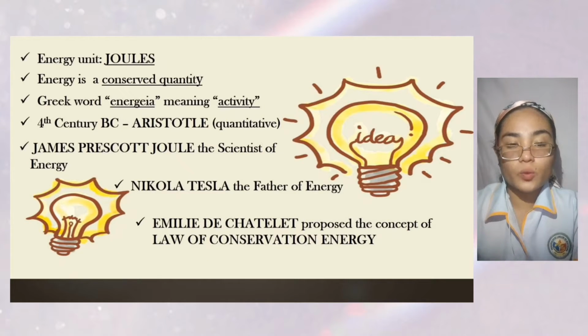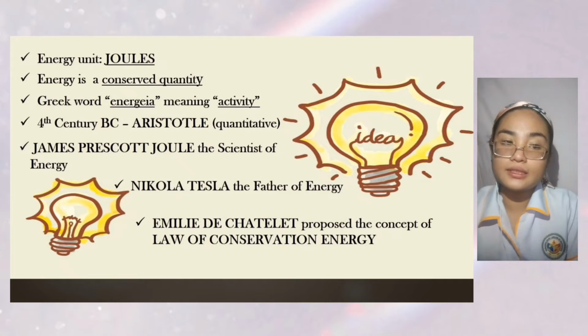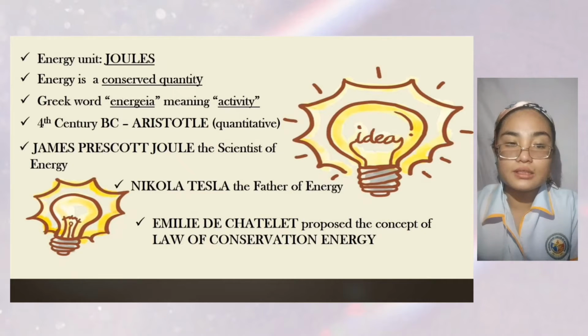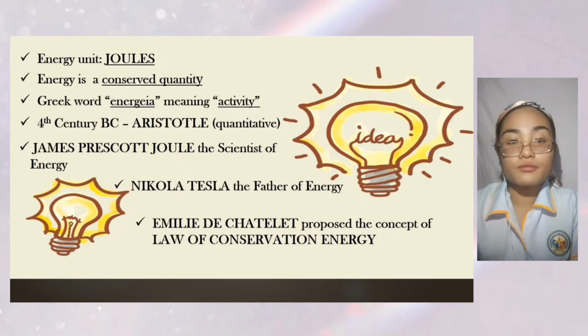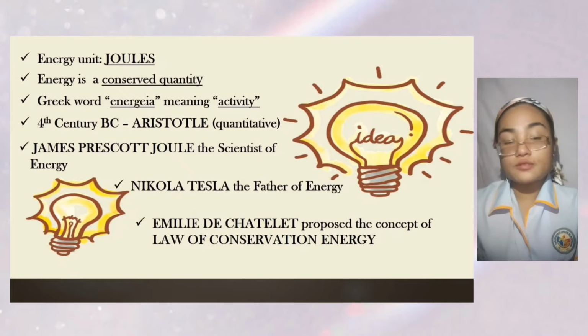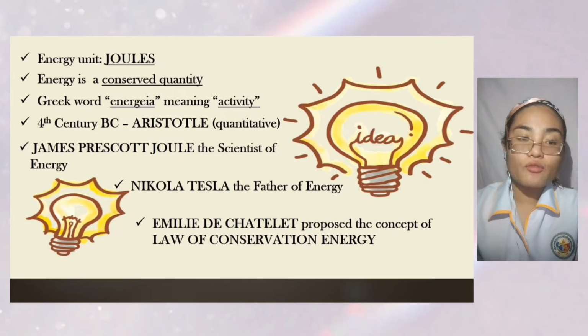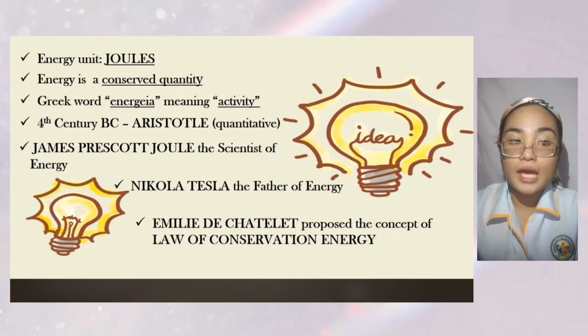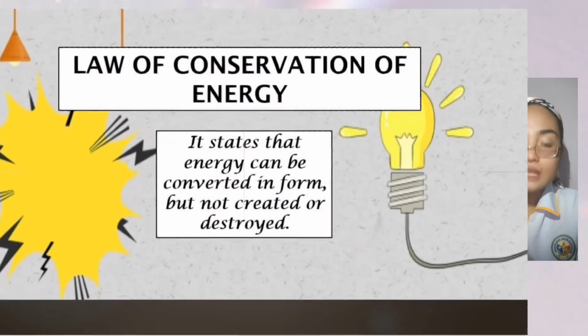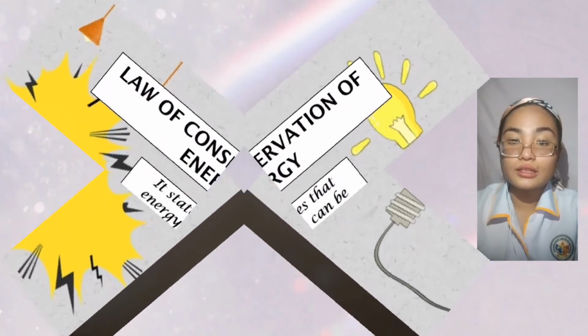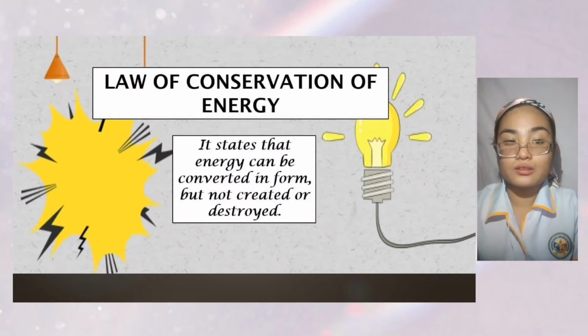It comes from the Greek word energia, meaning activity. In the 4th century BC, the word energy appears in Aristotle's works. James Prescott Joule is the scientist of energy, where the unit of energy comes from, the joule. And the father of energy is Nikola Tesla. In energy, there is also the so-called law of conservation of energy that was proposed by Emilie du Châtelet. It states that energy can be converted in form, but not created or destroyed.